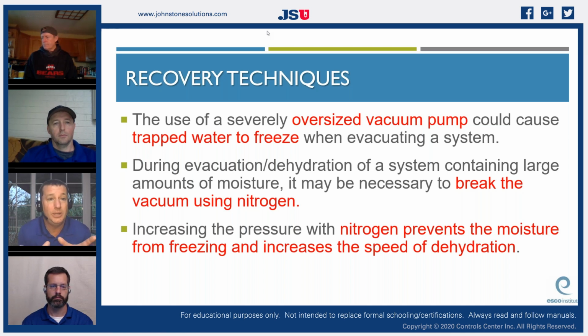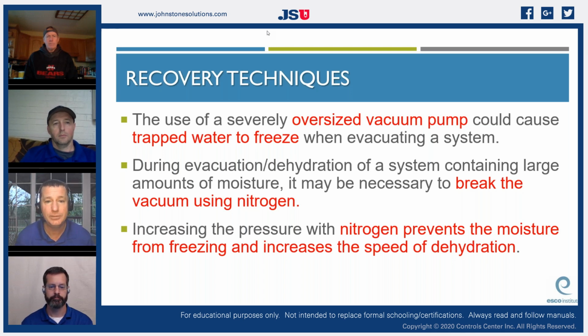So if we're working on a little bitty package system, because we could have a type 3 system that's running R123 and all it does is chill a cooler, a lab cooler, it may only have a couple of pounds of refrigerant in it. If I hook a 12 CFM water-cooled recovery unit or vacuum pump up to that thing and I pull all that refrigerant out, I'm going to freeze something in a hurry. So we've got to be careful about that.